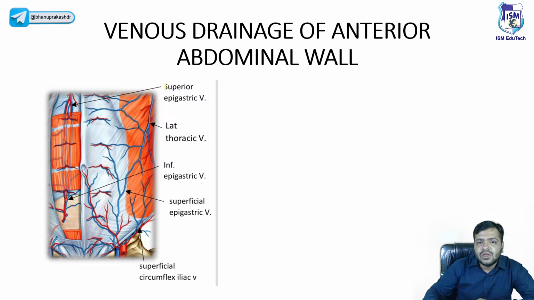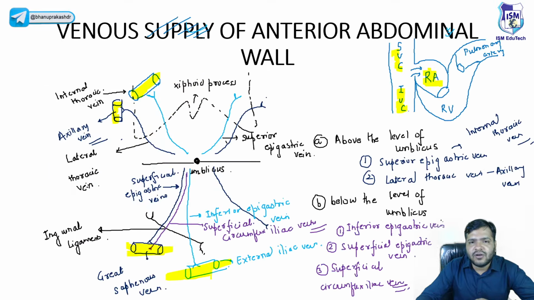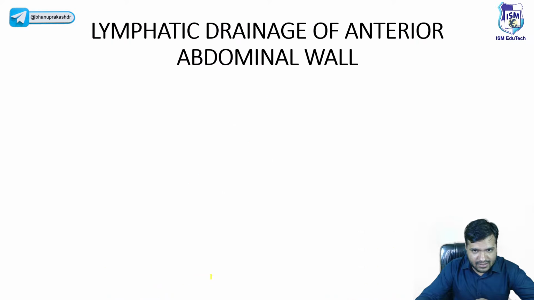So yes, you have the superior epigastric veins, right? So lateral thoracic vein, obviously बात हो lateral side पे होंगे. Inferior epigastric vein, superficial epigastric vein, and superficial circumflex iliac veins. So all the veins are given over here, right? So yes, yes, yes. Okay, perfect. The venous drainage is done. I've already drawn the diagram for the venous drainage of the anterior abdominal wall, and now let us start with the lymphatic drainage of the anterior abdominal wall.